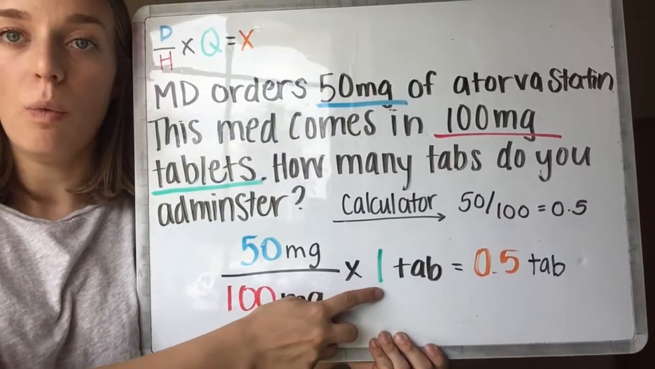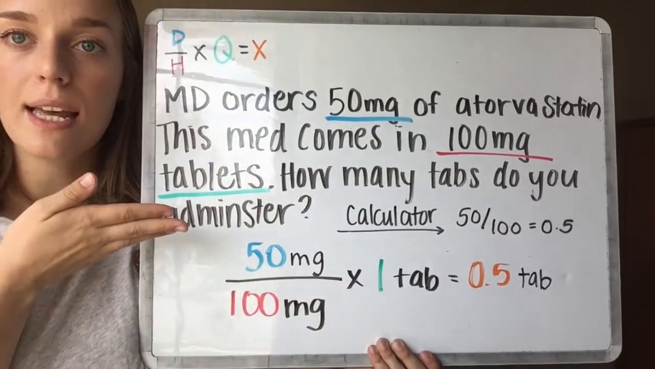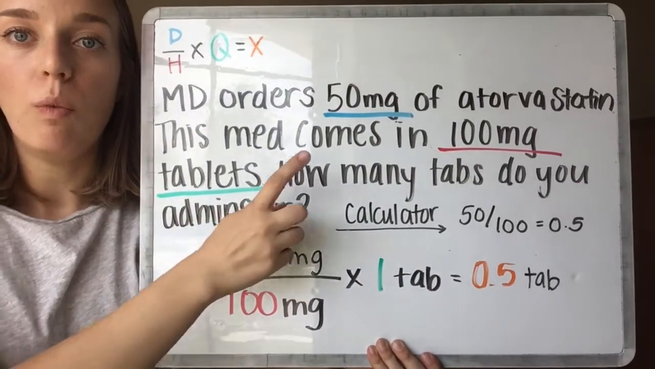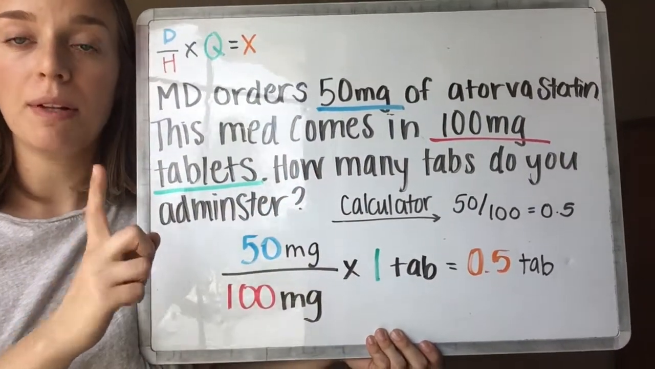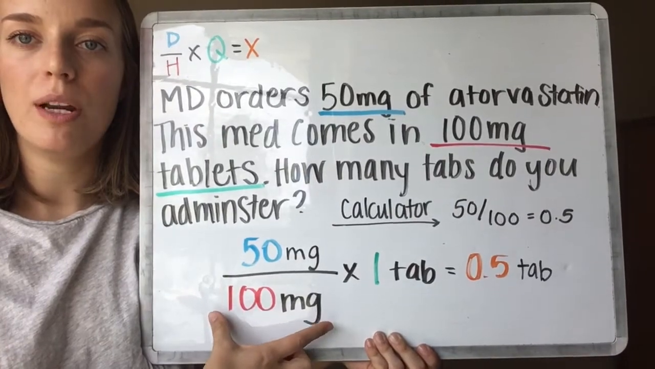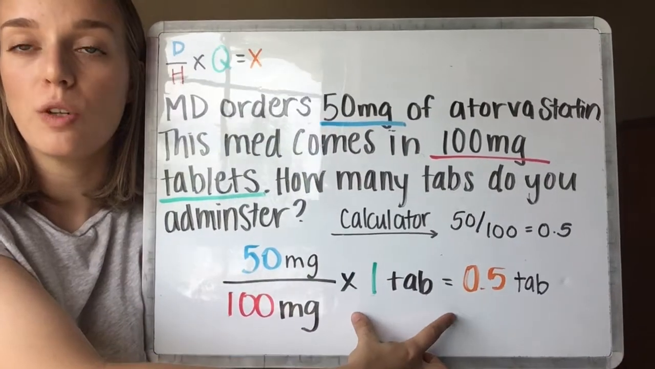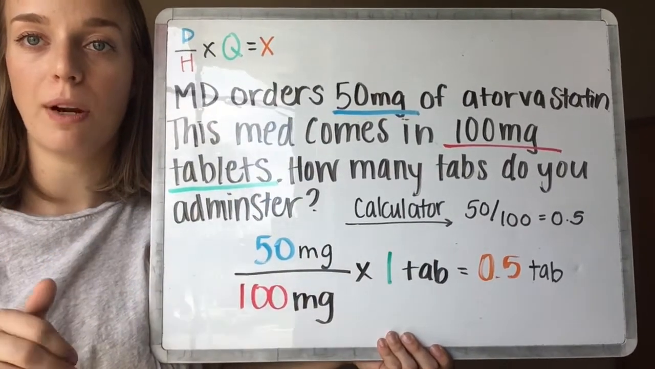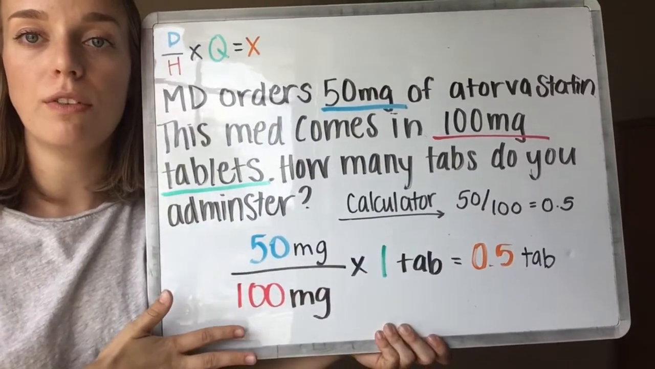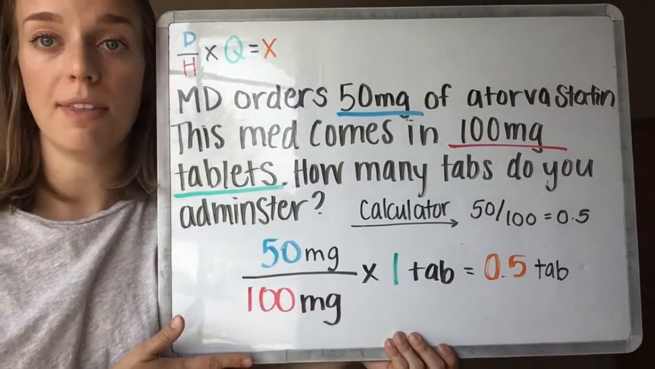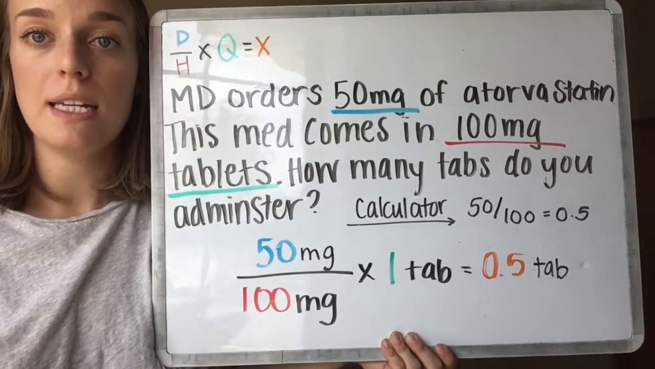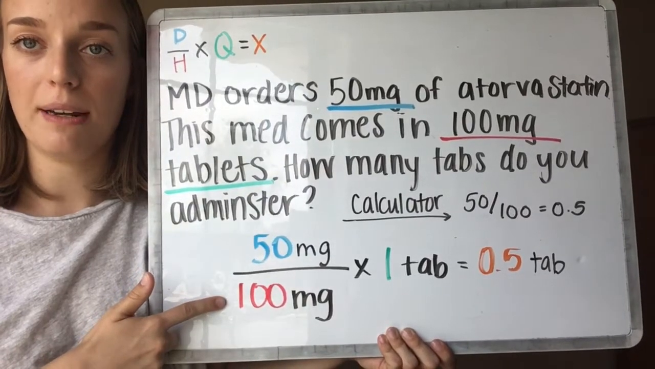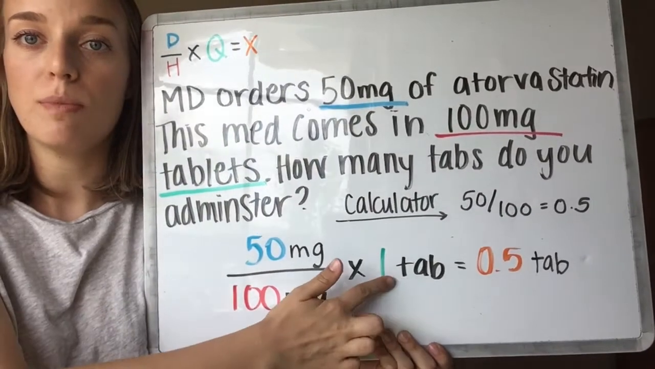So this one tab right here is not explicitly said in our problem, right? But we have 100 milligrams in one tab. So it's kind of like if we had put 100 milligrams right here under one tab, like a ratio. So we just sneak it right over here in our formula. It's doing the same thing. We're going to be dividing by it either way. So 50 milligrams divided by 100 milligrams is going to give us our answer because we're just multiplying by 1.